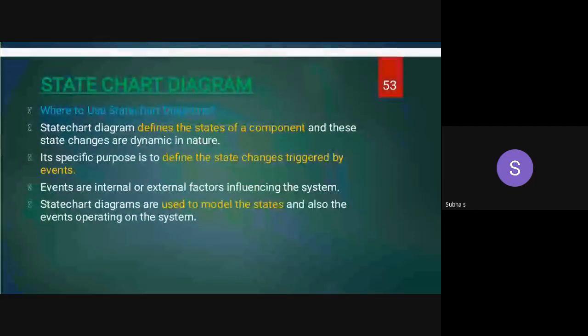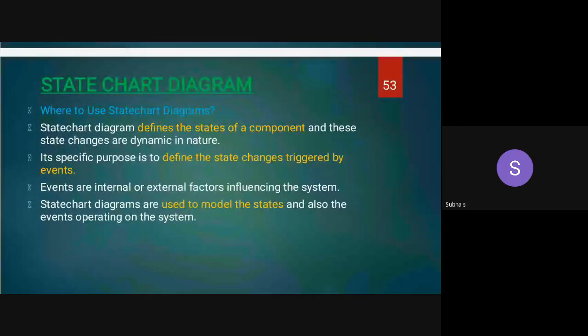Here, the scenario I can say is your class timing. According to the given class timetable, the subject handlers come to handle your subject. They give the different subject views. The external factor here is time, because they are allotted only 45 minutes. So that is the event.